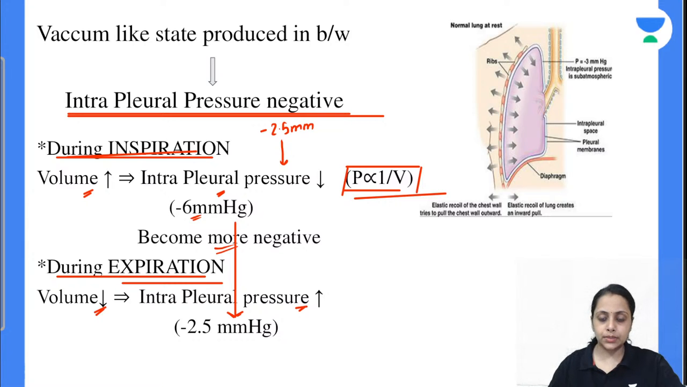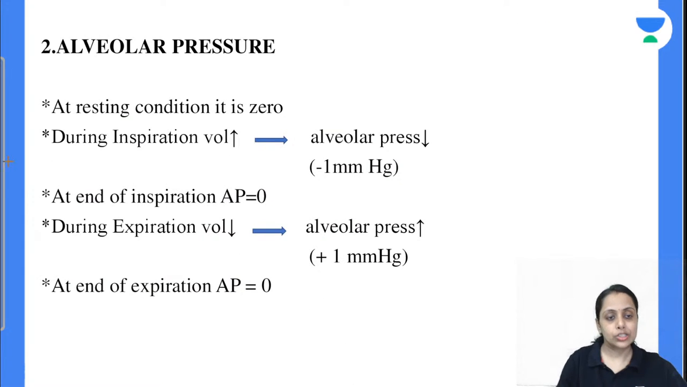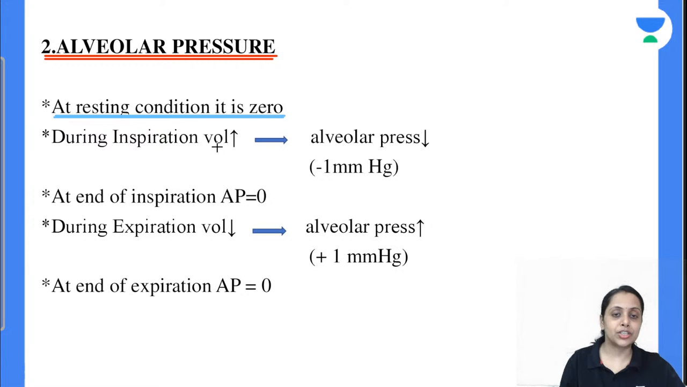So moving further to the alveolar pressure. The second pressure is the alveolar pressure. At resting condition, the alveolar pressure is zero. During inspiration, the volume of the lung is going to increase, so the alveolar pressure is going to decrease. From zero, it decreases to -1 mm of Hg. At the end of inspiration, the alveolar pressure goes back to zero, from -1 it reaches zero.